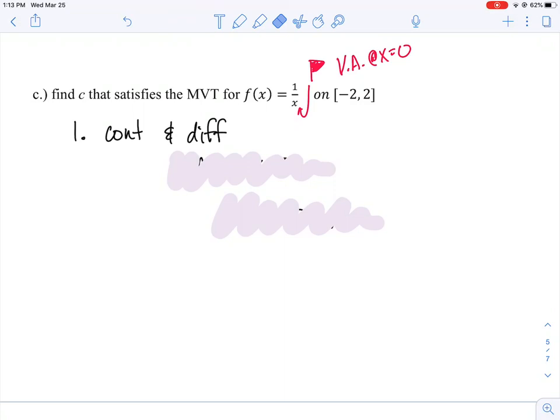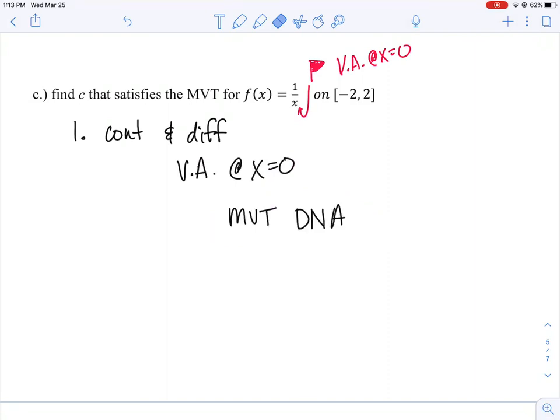If it's not both of those two things, then I can't guarantee mean value theorem will apply. As soon as I see that there's a vertical asymptote right in the middle of my interval, I've got to be able to say that mean value theorem does not apply. I cannot guarantee mean value theorem will work because my function is not continuous and also not differentiable. So I said mean value theorem does not apply for this problem. I can't find or guarantee that there is a c that satisfies the mean value theorem, so I'm done.